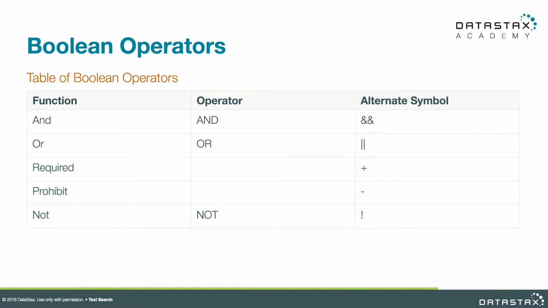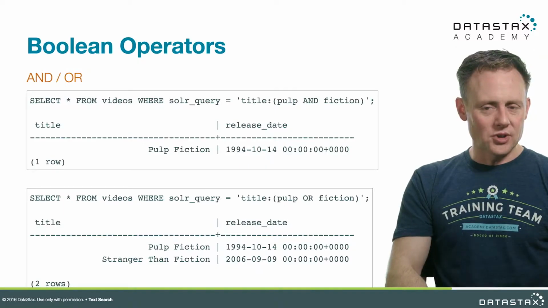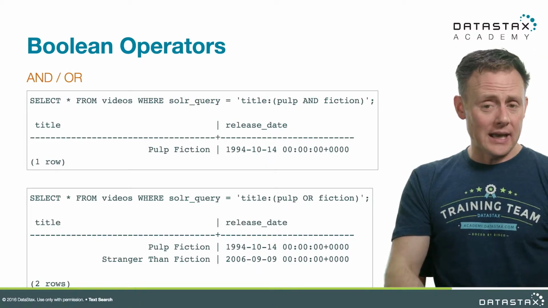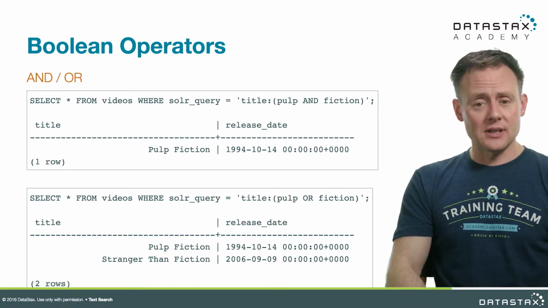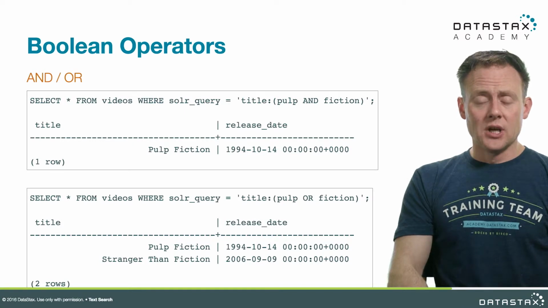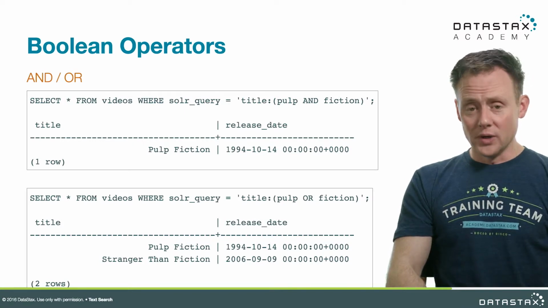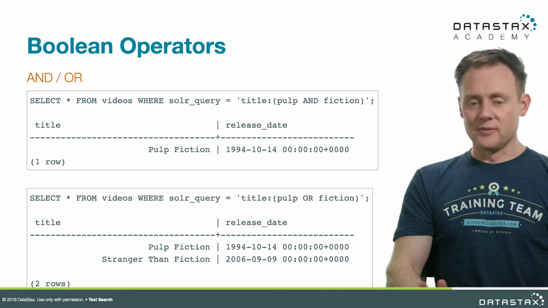Now these are the supported Boolean operators. We've got and, or, required, prohibit, and not, with the symbols that you see in that right-hand column. These will be a lot more clear with some examples, so let's talk through just a few of those. And, or behave pretty much as you'd expect. So if you want to search on title where it contains pulp and fiction, well, then you're going to get one movie, at least in our movie database, and that's Pulp Fiction. If you're going to search on title where it contains pulp or fiction, then from our movie database, you'll get two.